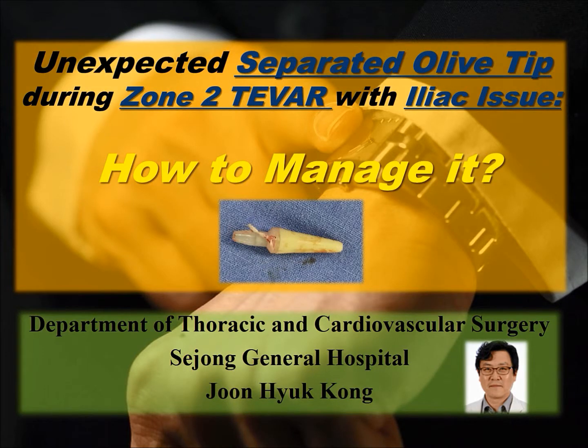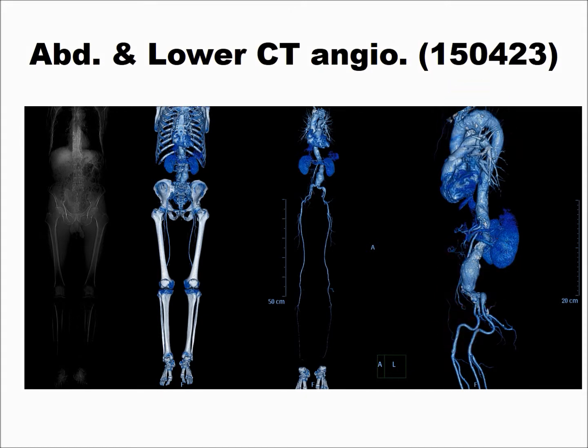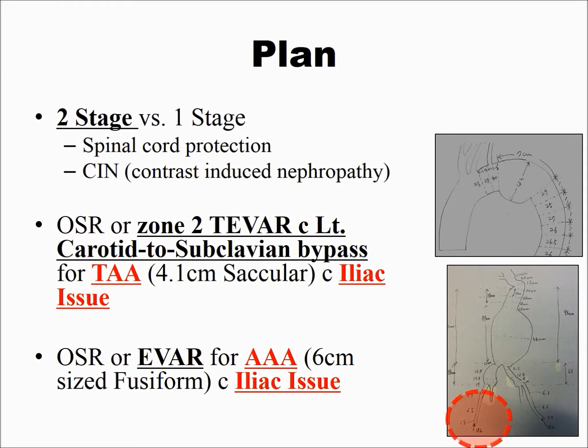I'm glad to present here an unexpectedly separated olive tip during Zone 2 TEVAR with iliac issue. This patient had a thoracic and abdominal aortic aneurysm with 6 mm sized small diameter iliac arteries. I made a plan. Two-stage operation is better than one staging. At first staging, Zone 2 TEVAR with left carotid-to-subclavian bypass for TAA, and then a second staging EVAR.